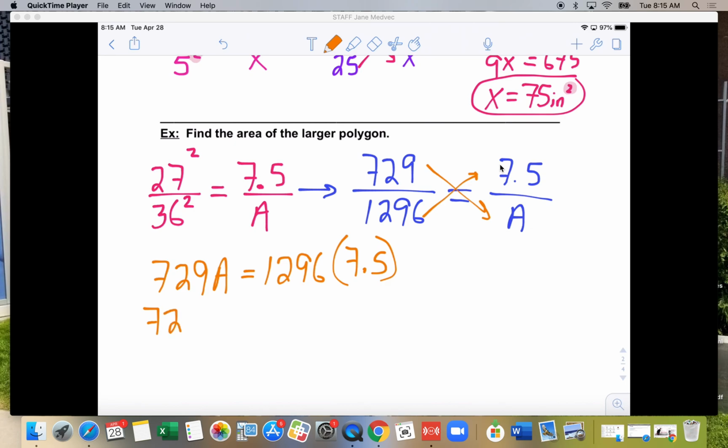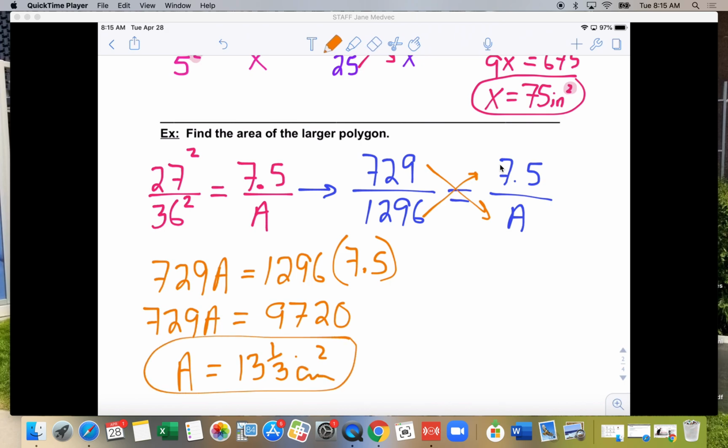So 729A equals 9,720. I'm going to divide by 729, and A ends up giving me 13 1/3 centimeters squared. Okay, and if they ask you to round to the nearest hundredth, it would be 13.33 centimeters squared. So just be careful with the directions too, with how to round.